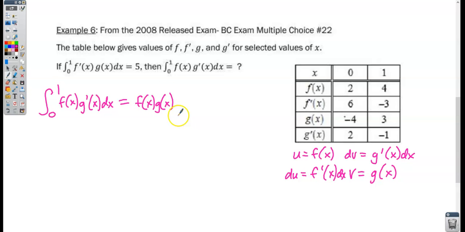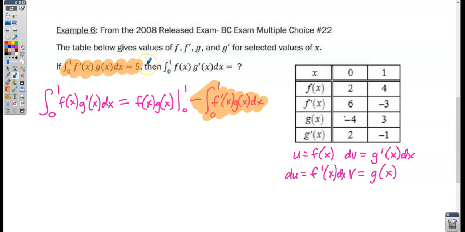Now we haven't done any integration by parts with limits of integration yet, but I want to evaluate this f of x, g of x from 0 to 1. So I'm just going to put that there to remind me about that later. That's equal to that minus the integral of v du, which is the integral of f prime of x, g of x, dx from 0 to 1. Conveniently, we know the value of this integral. It's right here. It's 5.